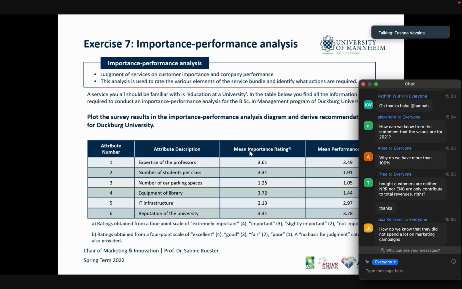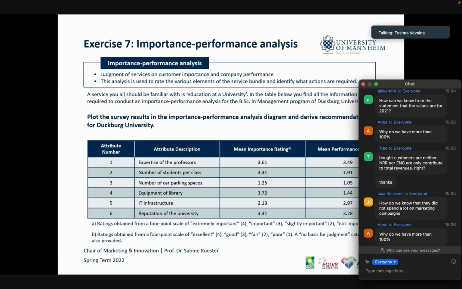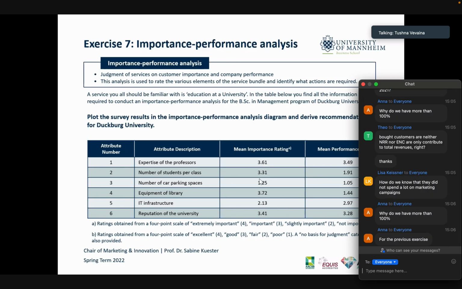Now I'll move on to exercise 7. We just have another 10 minutes left. Importance of performance analysis. What we have over here is a simple question where you're given a rating scale, and there's a mean importance rating and a mean performance rating. You have a university, and there are different attributes like expertise of professors, IT infrastructure, library, number of car parking spaces. One rating shows how important these attributes are, whereas the second shows the performance of these attributes.